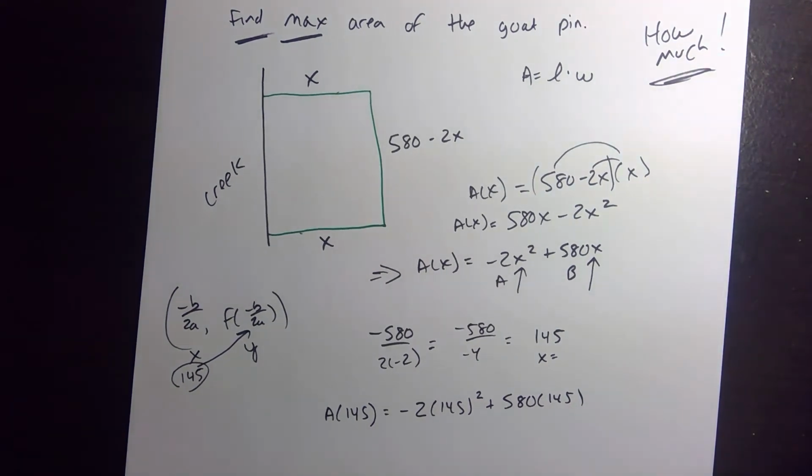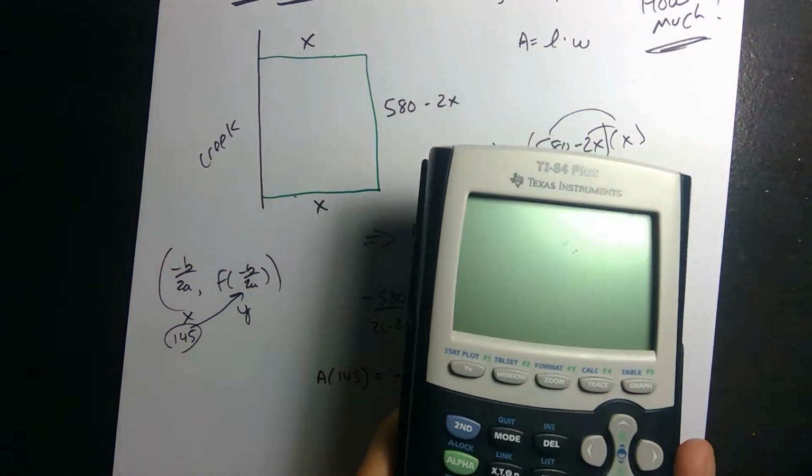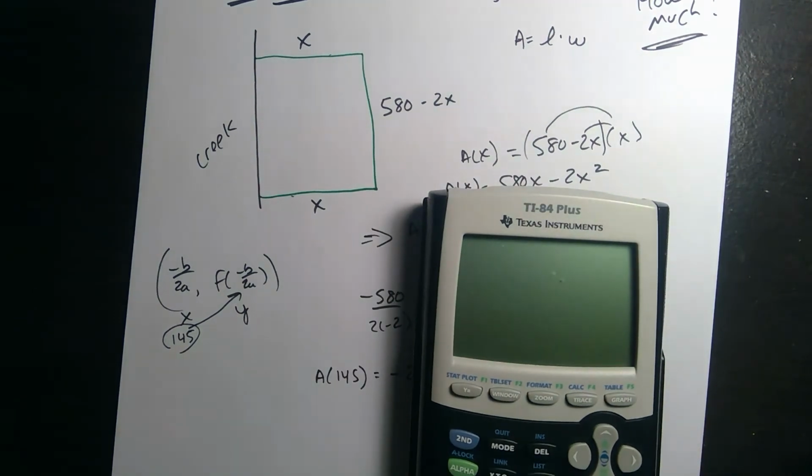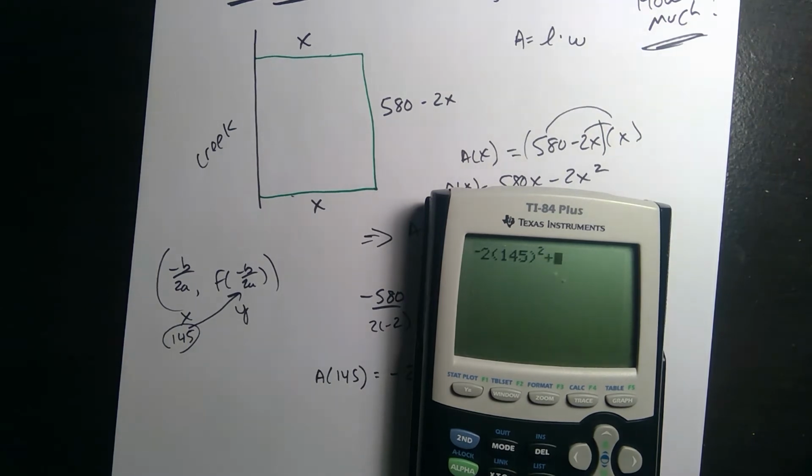And so again, to my calculator I go. I'm going to type this in just like I see it, to make sure that you're typing it in right. Let me turn this thing on and clear it. I'm going to have negative 2 times 145, and I need to square that. And then plus 580 times 145. Make sure I use parentheses here. And when I hit enter, I'm going to get this number, 42050.